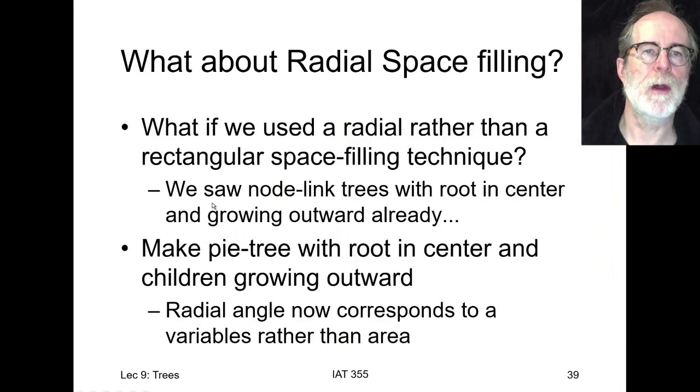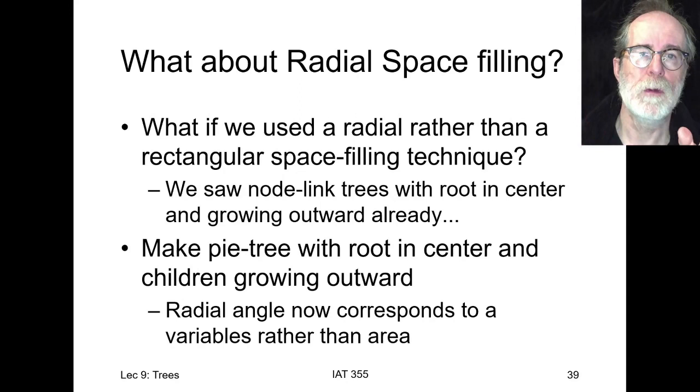Another thing to think about is that what we've been talking about so far is filling space with rectangles. Some folks have been exploring the idea of filling space with other shapes, in particular radial space filling. So what if we used a radial rather than a rectangular space filling technique? We saw node link trees with a root in the center and growing outwards. The hyperbolic tree was an example of that.